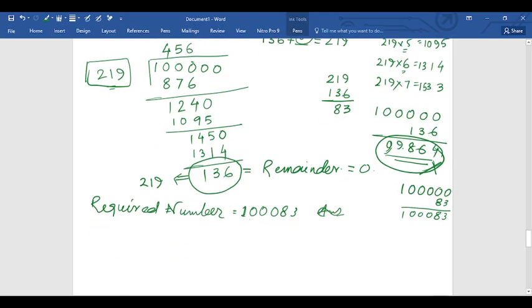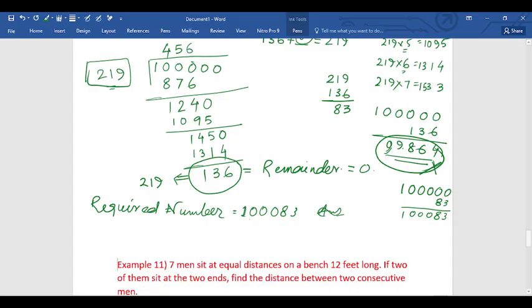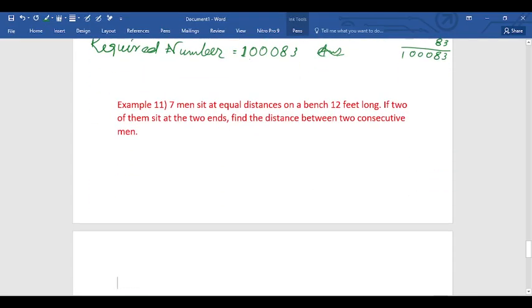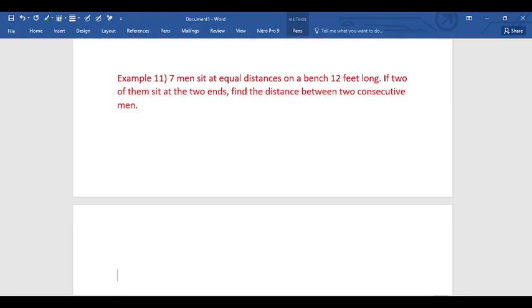Okay, next, this is the last question of this video. Now, 7 men sit at equal distances on a bench 12 feet long. If 2 of them sit at the two ends, find the distance between 2 consecutive men.